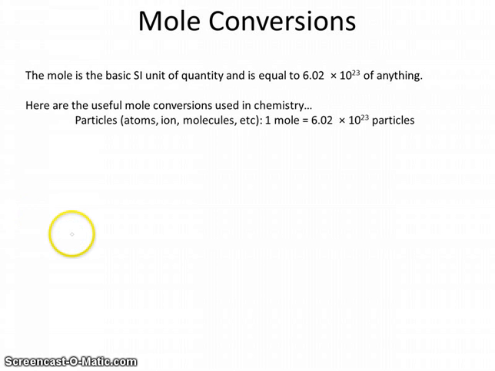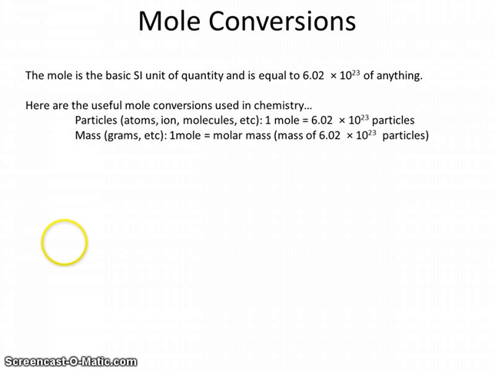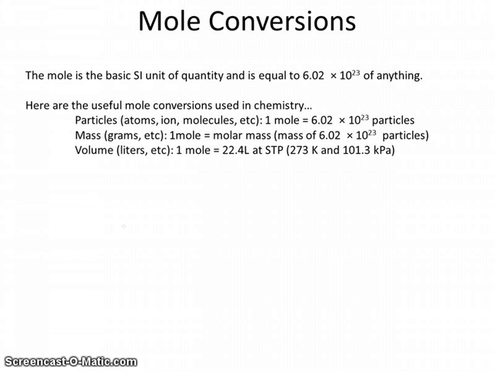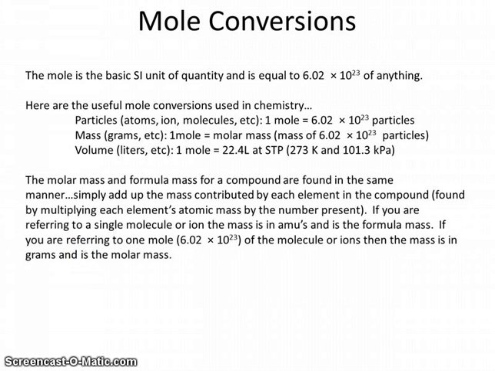If we're looking for particles or counted things, there are 6.02 times 10 to the 23rd of those in a mole. If we're looking at mass, 1 mole is going to equal a molar mass, or the mass of 6.02 times 10 to the 23rd of that particular particle. And then volume, if we're operating with a gas at STP, 22.4 liters of that gas will occupy 1 mole. And in that sense, we're talking about a gas at 273 kelvins and 1 atmosphere, or 101.3 kilopascals.